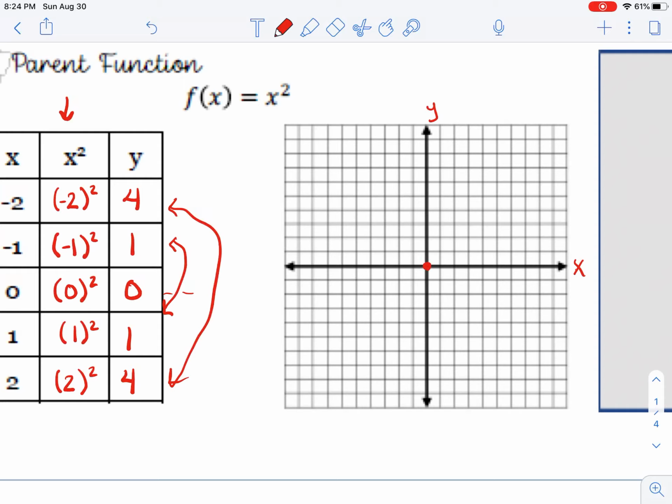So we have a point at 0, 0. We'll have a point at -1, +1, a point at -2, +4. We'll then have a point at 1, 1, and at +2, +4. I'm going to try and connect these as smoothly as possible. Remember, it's not a straight line. It is going to be curvy.